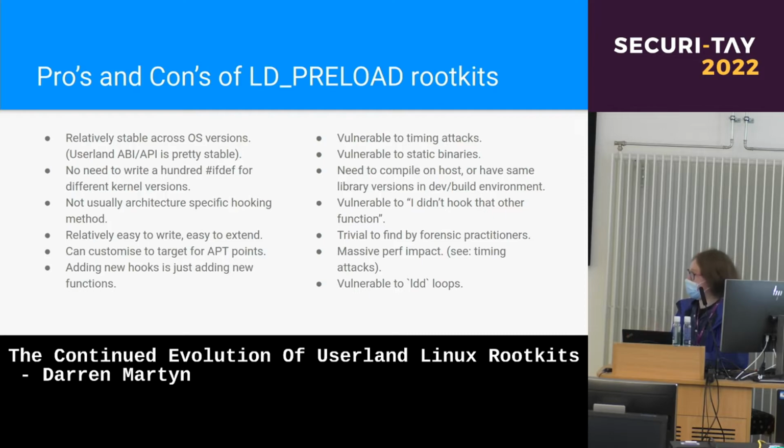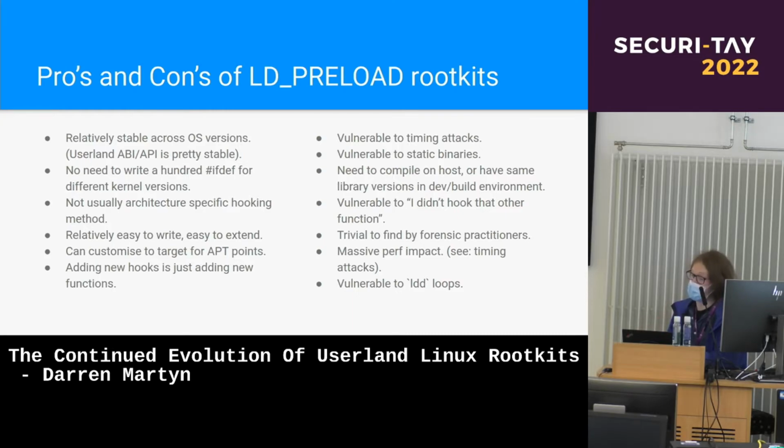So instead, targeting user mode, you get a very stable ABI. One of the rules in Linux development is that they don't break user space. They're also not usually architecture specific, so you don't have to do anything in assembly. You can just write it in C, quite high level, boom, it works. Easy to expand, you can customize it to the target.